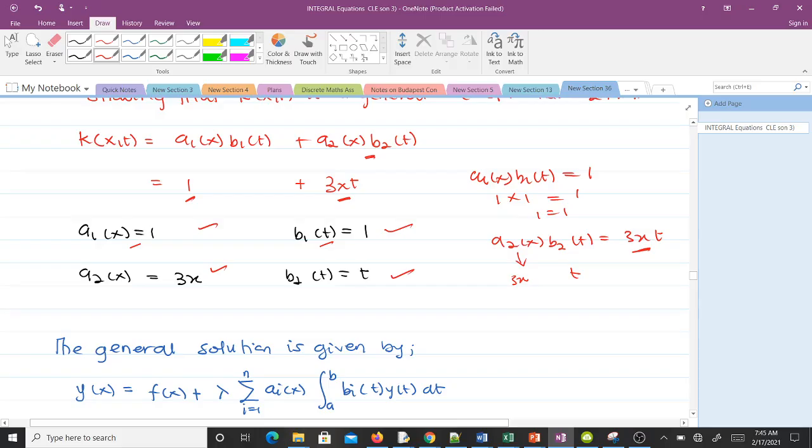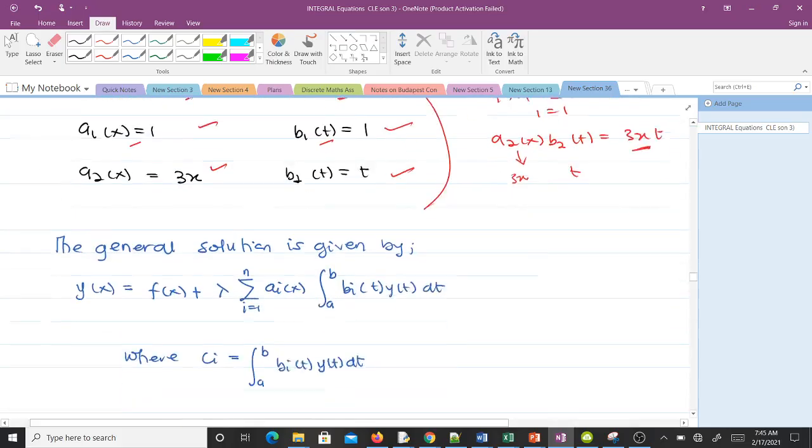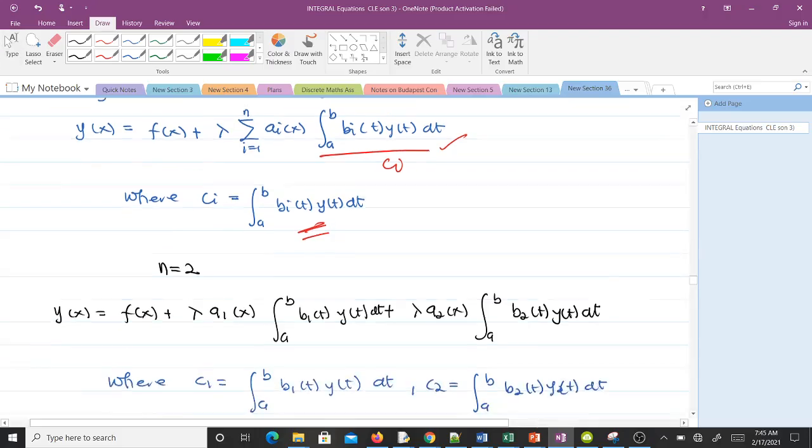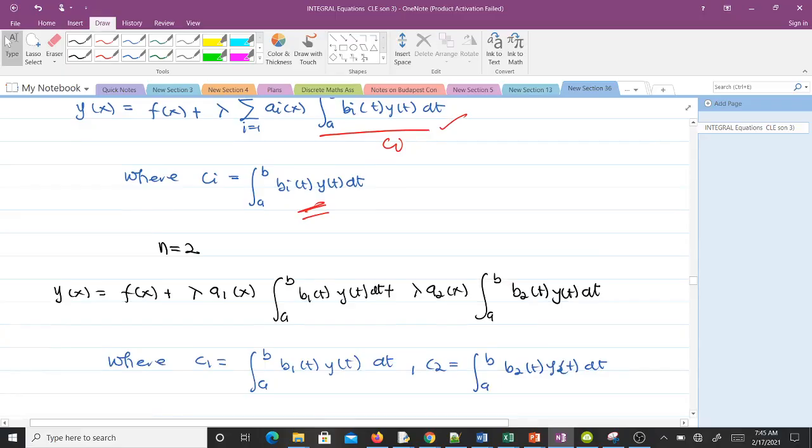Because we've been able to put our kernel in this form, it means our kernel is degenerate. Since it is degenerate, we can go through the process we know to find the solution. Note that the general solution is given by this relation, where the whole of this is our ci. Here, since we only have two terms, our i is going to run from 1 to 2.